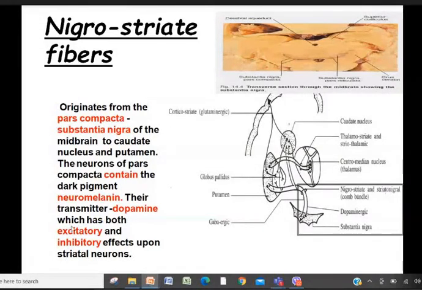Dopamine has both excitatory and inhibitory action. If this is damaged or dopamine is not released, which disease can occur? If dopamine is less, Parkinsonism. You have studied Parkinson's in physiology.